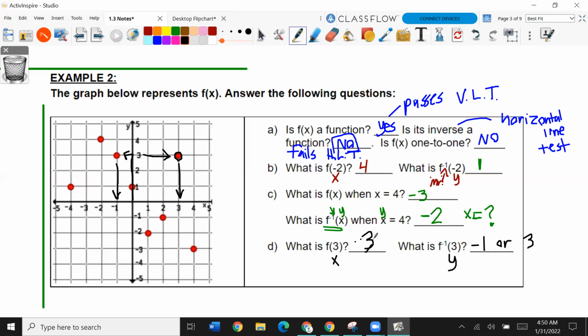So that's how to take care of getting points from a graph. Next video, we'll be talking about evaluating inverse functions.